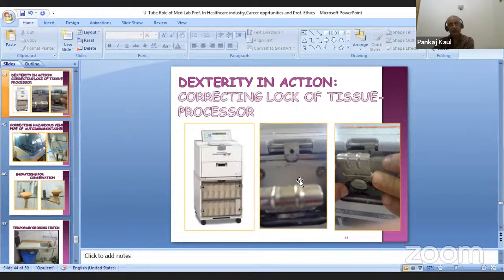I relocked it and it started working functional. Because it was imported and the engineer was to arrive from New Delhi, it was very difficult for me to wait. This process handles at least 250 biopsy samples at a time. Otherwise, it was very difficult to cope up with the work of PGI. So this was the immediate work I could do.